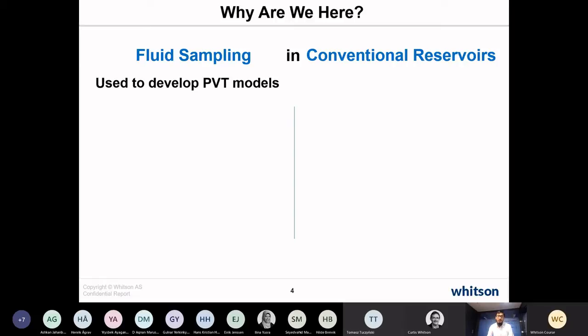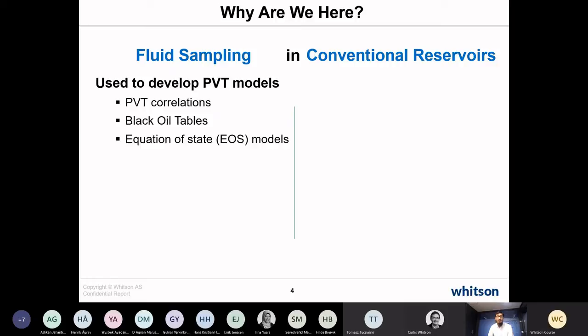So fluid sampling. The most important reason why we collect samples is, first, to develop PVT models. Of course, we would like to have PVT data measured on the fluid samples so that we can tune our PVT models and use them for different applications. We have already gone through the introduction of the different PVT models. So we have PVT correlations, which we can try to tune, then black oil tables, and then the more sophisticated models are the equation of state models.